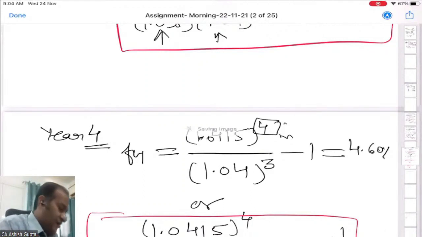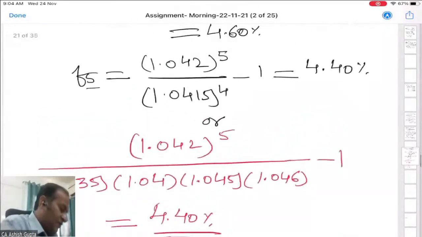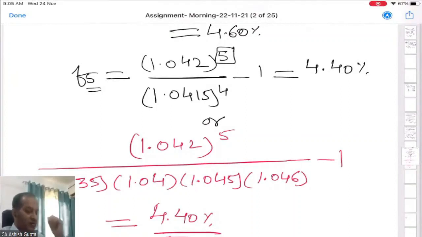Okay, and here if we say the investment is for the 5 year, we are taking less than 5 years in the numerator.